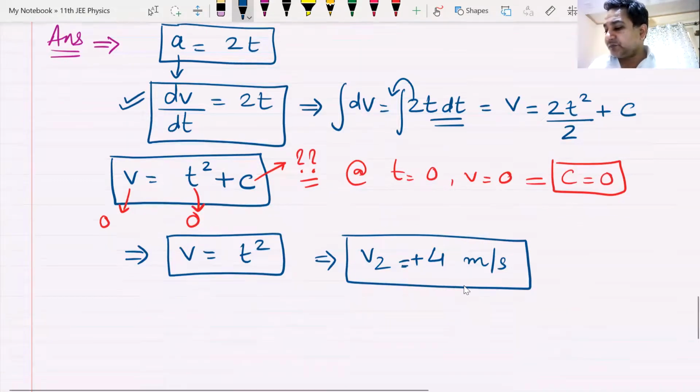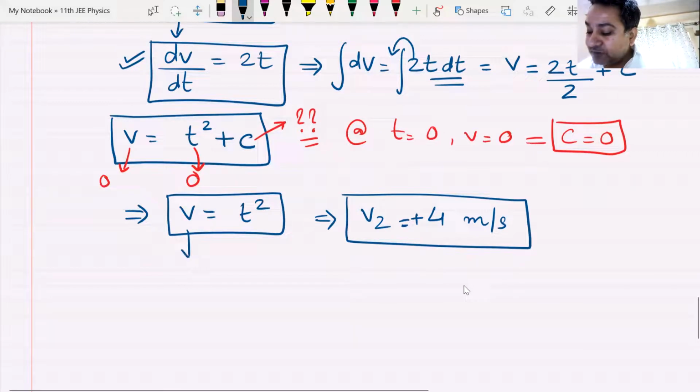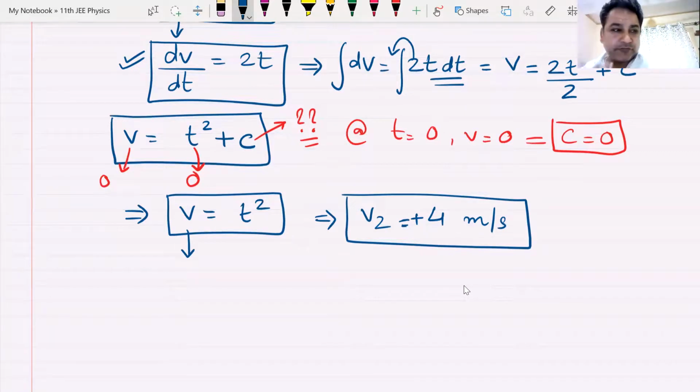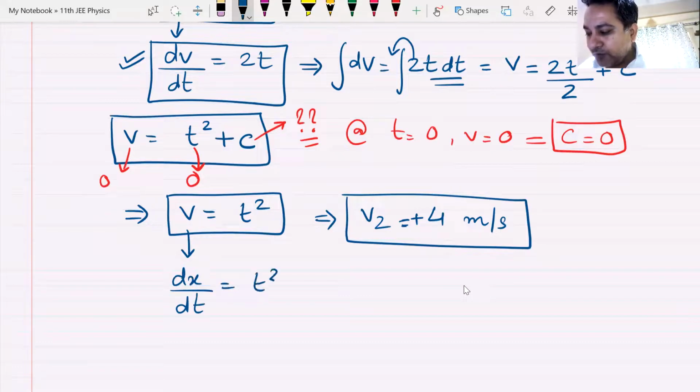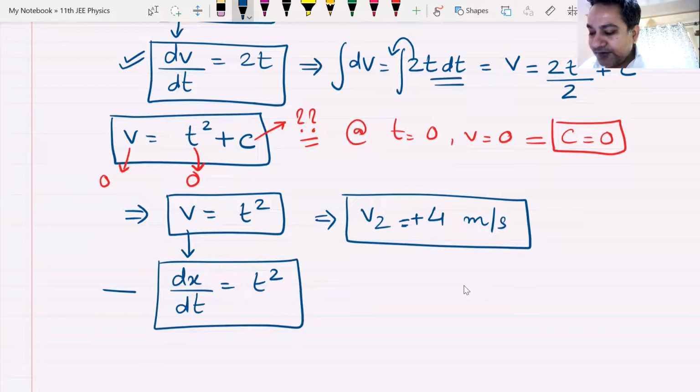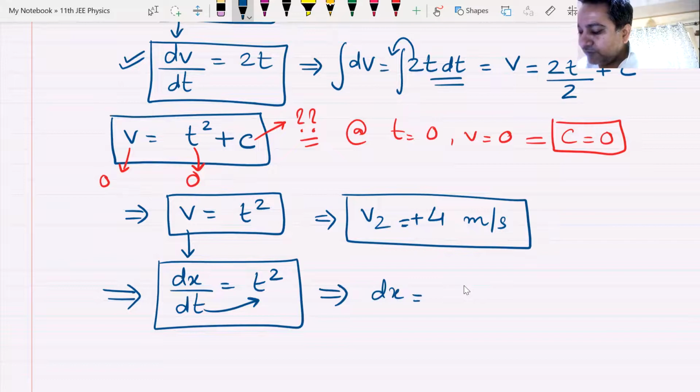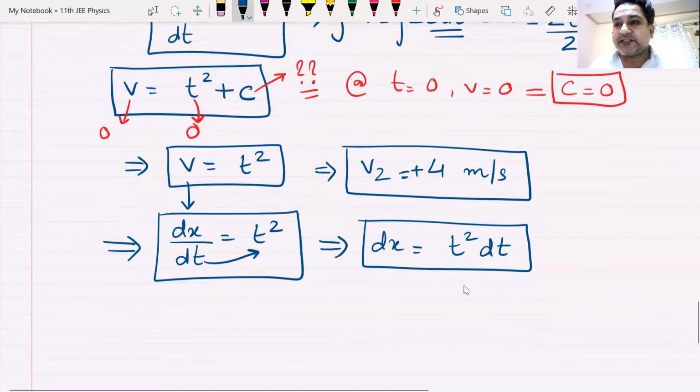Great. Good one. Now v is t squared. Now we jump on to the next step. What is the next step? We write this as dx by dt is equal to t square. That is my next step. Jump on to the next step. What is the next step? Dt goes here. So dx becomes t square dt. That is the next step.